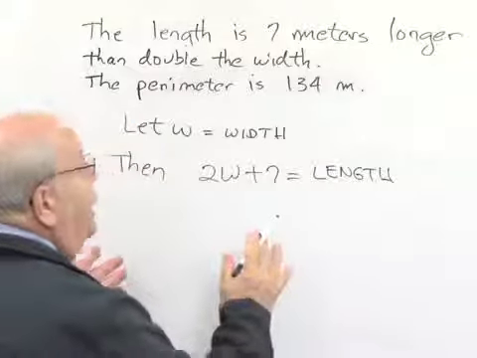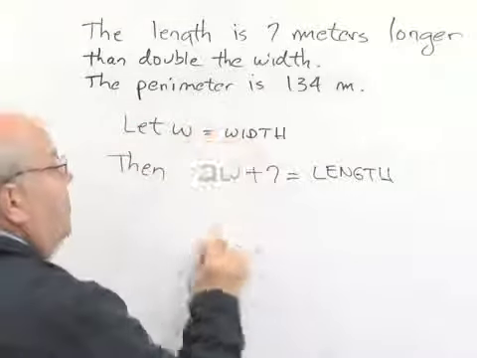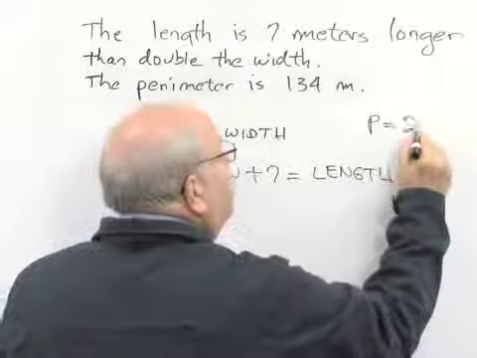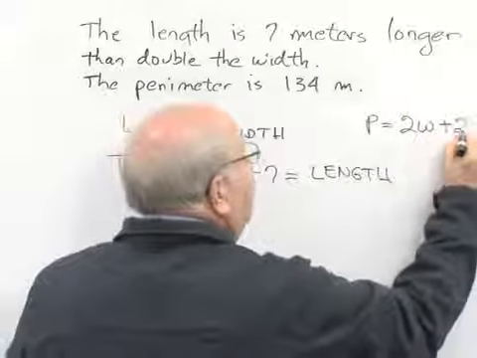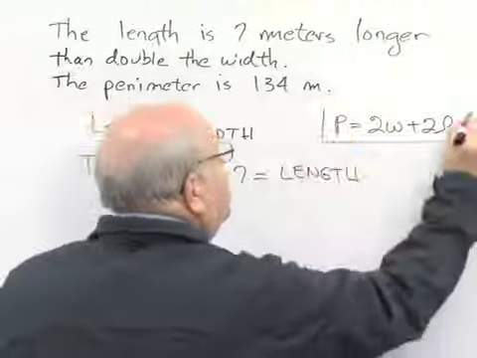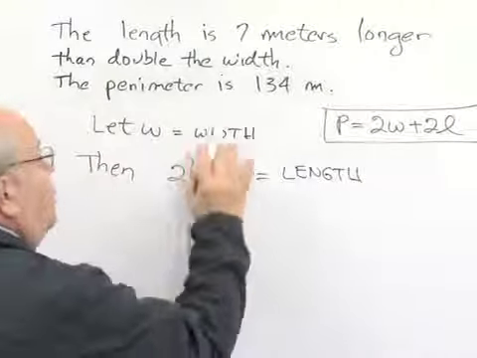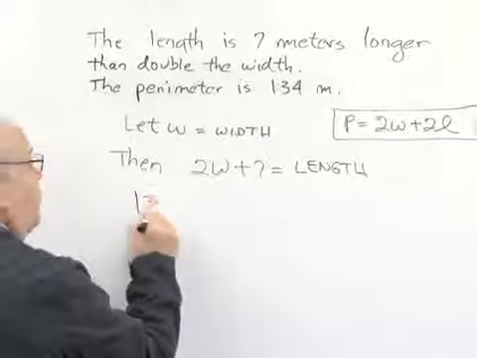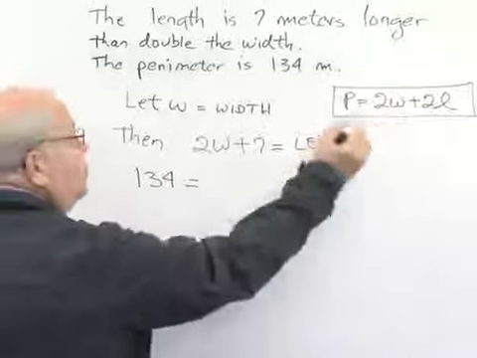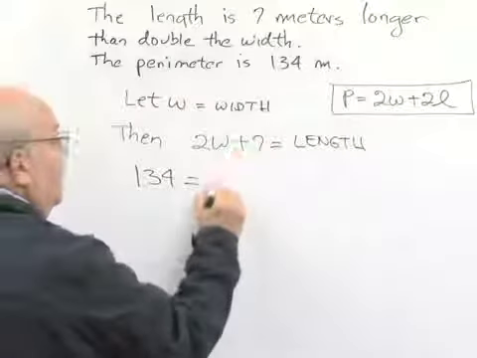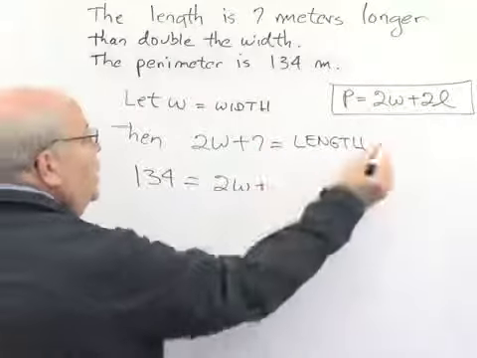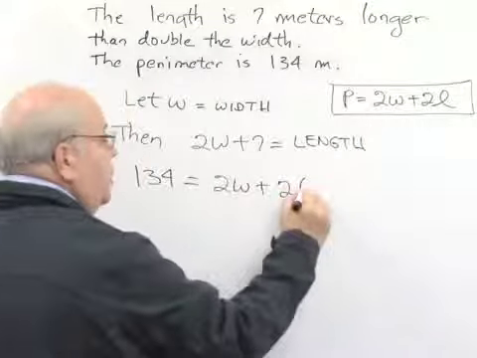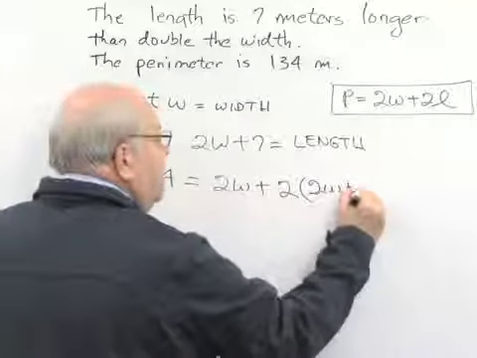Now, in the situation where we have a perimeter, we would like to remember the perimeter formula. 2 times the width plus 2 times the length is the perimeter. In our particular case, the perimeter is 134. So 134 equals 2 times the width. We're letting W equal the width. And 2 times the length, and we're letting the length be the expression 2W plus 7.